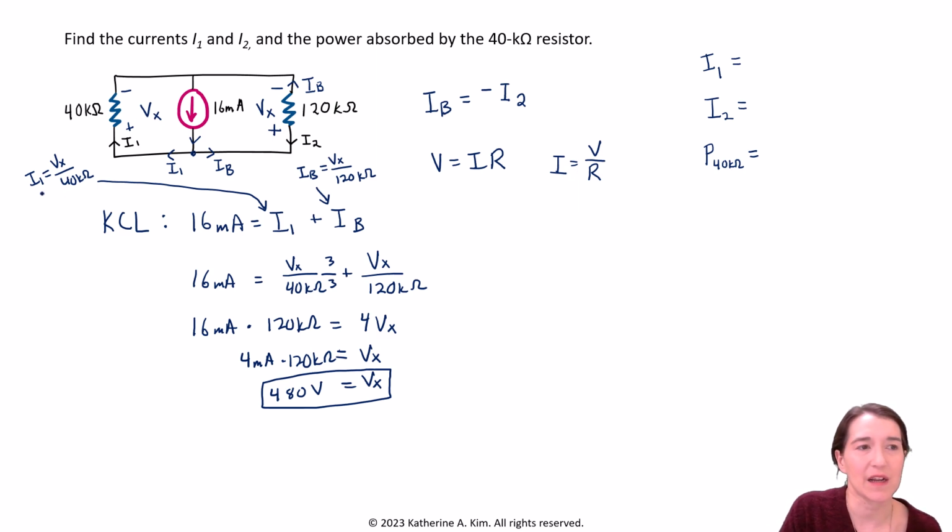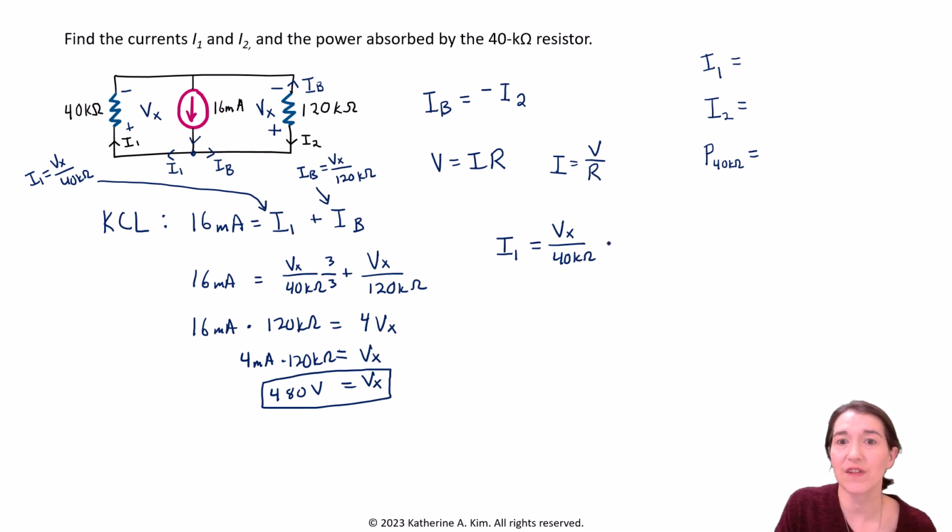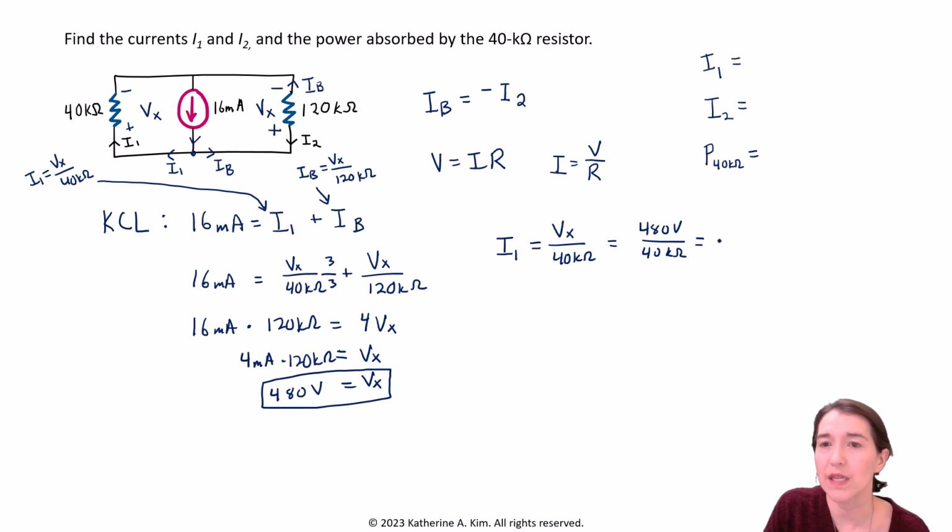Let's bring this back. I'm going to rewrite I1 over here. It's going to be Vx over 40 kilo ohms. But we just found Vx, so we can do 480 over 40 kilo ohms. So we're going to get 12, right? And then we're dividing by K, so we're going to milli, and then we know we're going to be in amps. So 12 milliamps is our answer. And that's I1, we found that. So we can just write that up here, 12 milliamps.